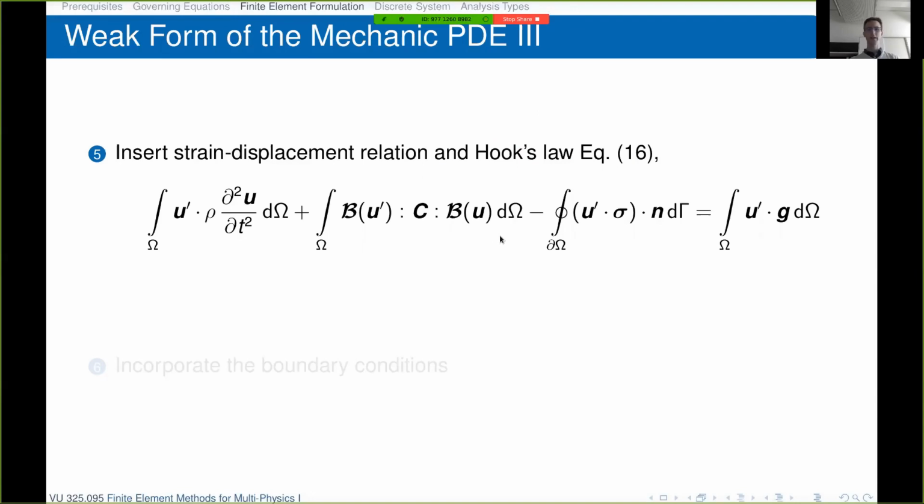And the final step, as usual, is to incorporate the boundary condition. So the boundary integral can be replaced by all known boundary terms. We know that the Dirichlet terms will be neglected since we don't have to test there. And the Neumann terms will go on the right-hand side since they are known.